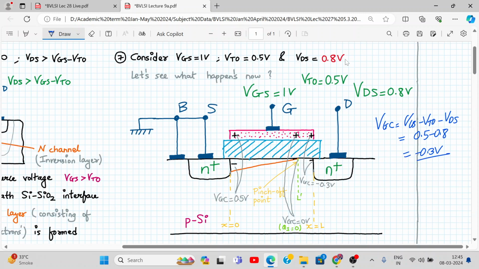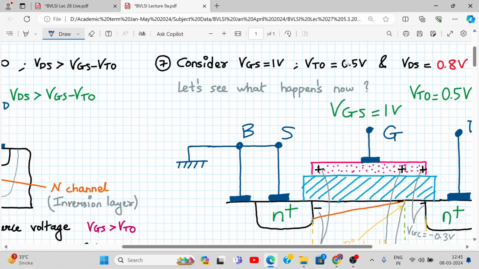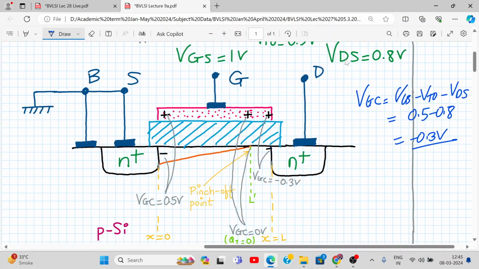-0.3. मतलब ये मेरा 0 का पॉइंट शिफ्ट हो गया. If here I am getting -0.3, that means my 0 का पॉइंट शिफ्ट हो गया. That means my pinch off point has shifted to the left hand side. That means the N channel is completely disappeared from the drain end and it's moving towards the source end.